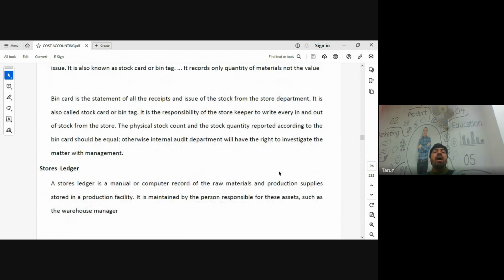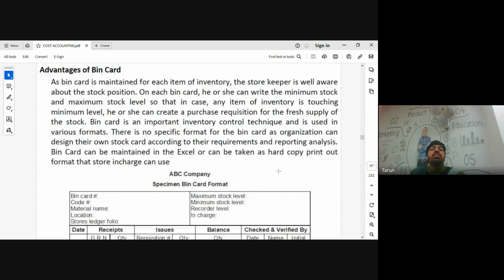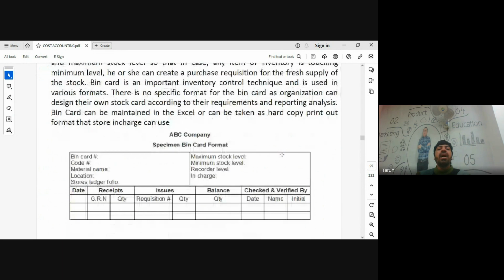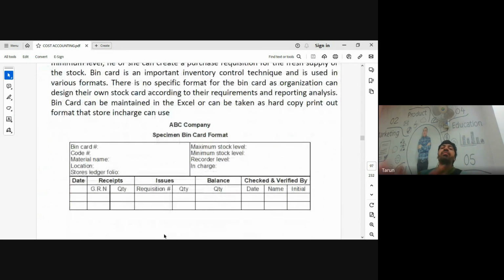Now we talk about the advantages of the bin card, and this is how the bin card works, where the quantities are recorded: whatever materials have been received, what the issues of material are, and what the balance is. Accordingly, it will be checked and verified by the bookkeeper only. Date, name, and initial, that is the signature.